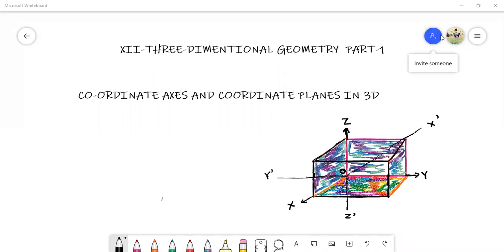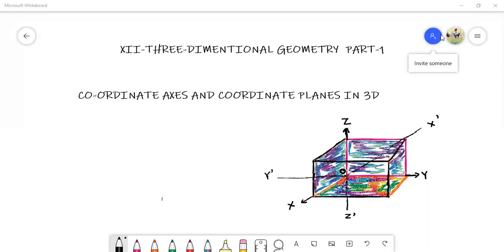Okay, so today we'll start 3D geometry part 1. Before starting, we have to see some basic concepts of three-dimensional geometry. As you have seen in class 11th also, this is the coordinate axis X'OX. Can you see X'OX, Y'OY, and Z'OZ?